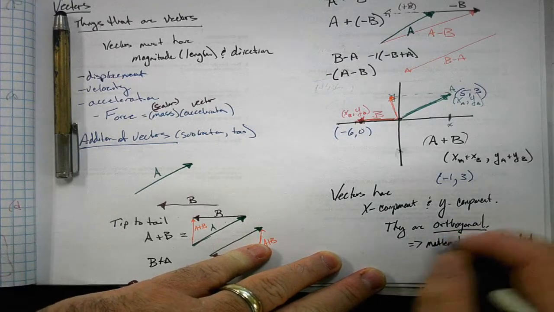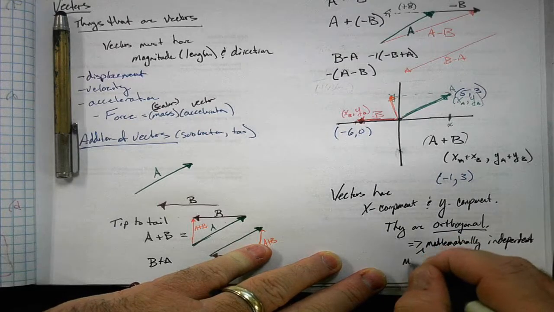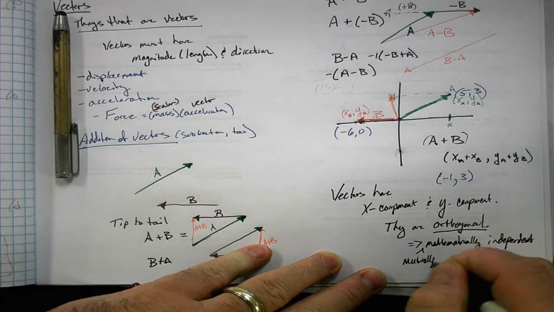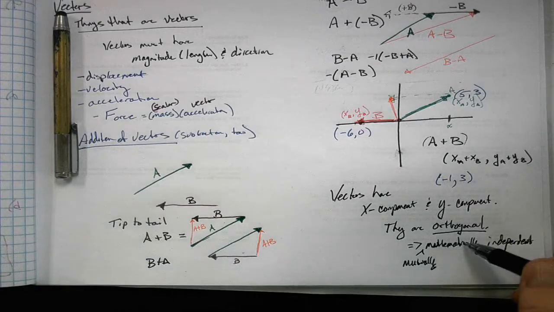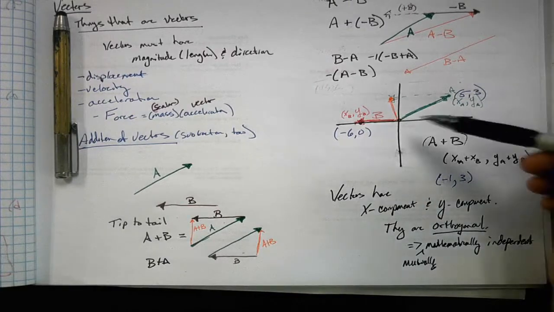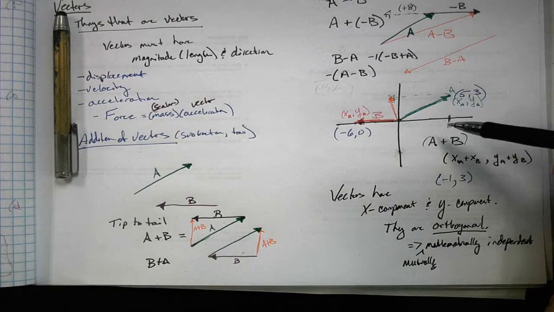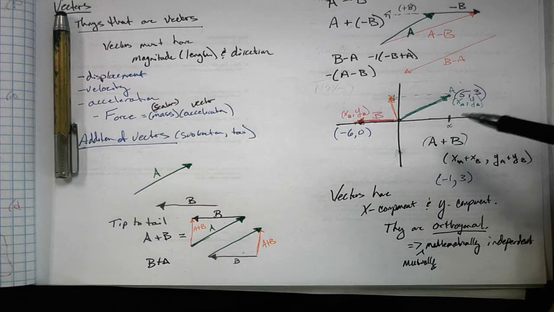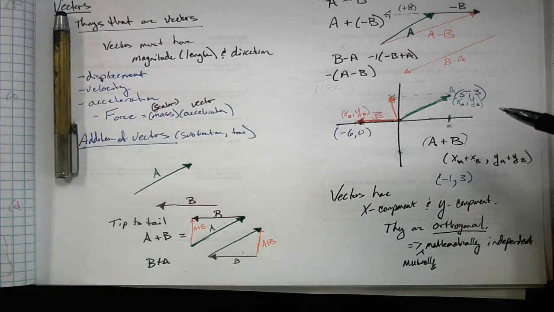Actually, I need to put in here mutually. They are mutually, mathematically independent. If you have an acceleration, if you have a vector that is acting in the x direction, it doesn't have an effect on what's going on in the y direction. This is important when we start thinking about two-dimensional motion.